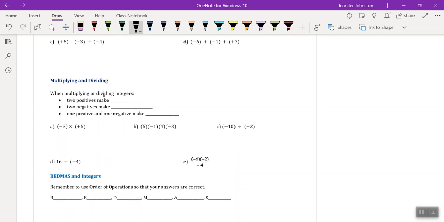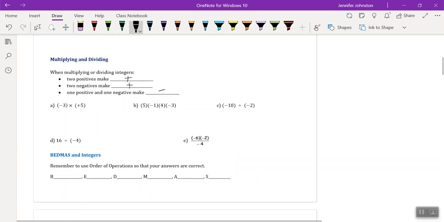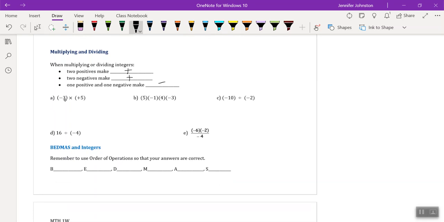When multiplying or dividing integers, 2 positives make a positive, 2 negatives make a positive, and a negative and a positive make a negative. If we have -3 times +5, this is negative, this is a positive, so we get a negative result, -15. Similar to division, if we have a negative and a negative, we're going to get a positive result, and 10 divided by 2 is 5.